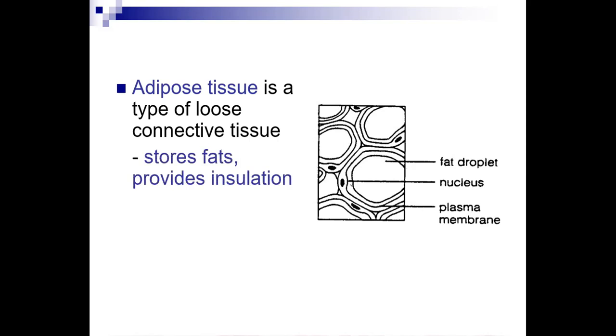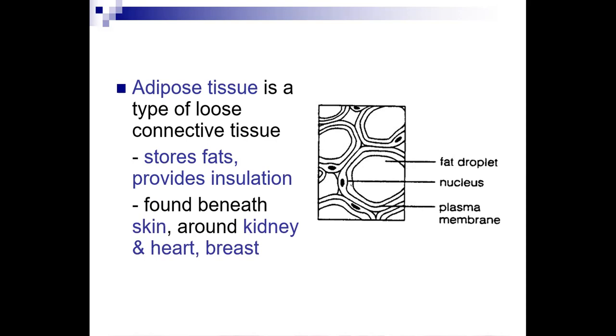It's mainly used for storing long-term energy and insulation. Keeps you warm. Do you guys have any bones protecting your abdominal cavity? Like if you got punched right around your belly button, are there any bones there? No. Well, if you punched a big old fellow with a big old beer belly, probably not going to feel it all that much because he has a huge layer of protection with all that fat. It's found around the skin. That's your third layer of skin, your fat layer. It's called your subcutaneous or hypodermis. It's found in your kidneys, your heart, and your breast. Breast tissue is fat, mostly.